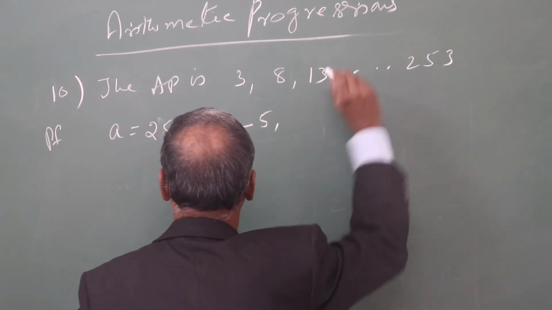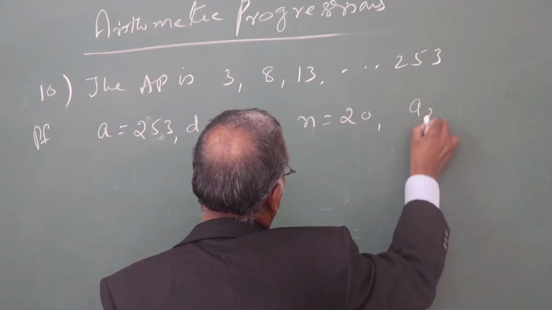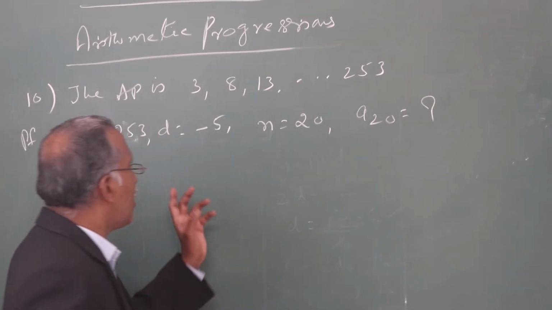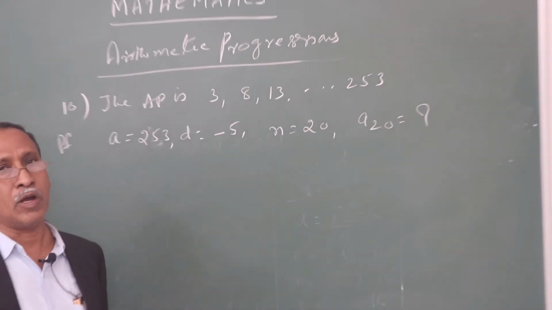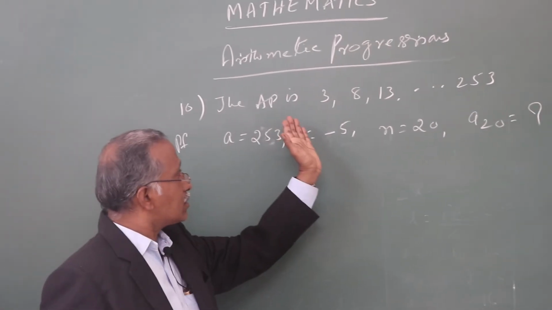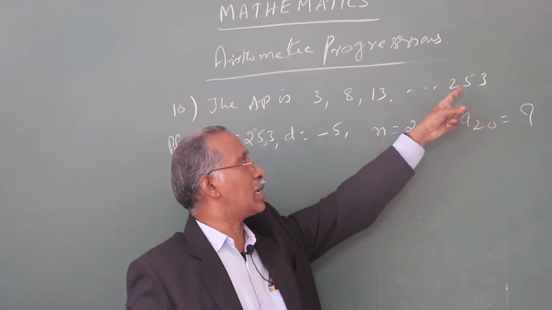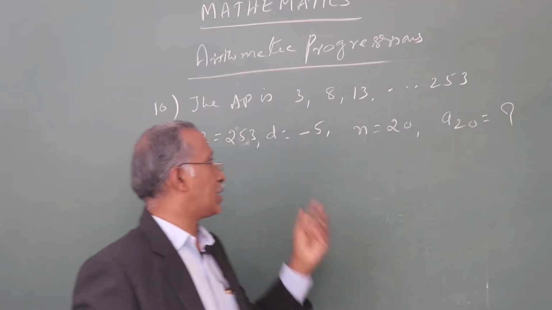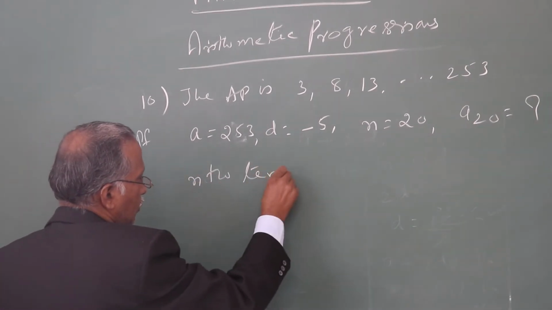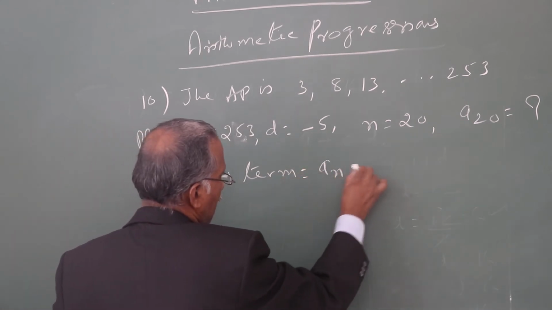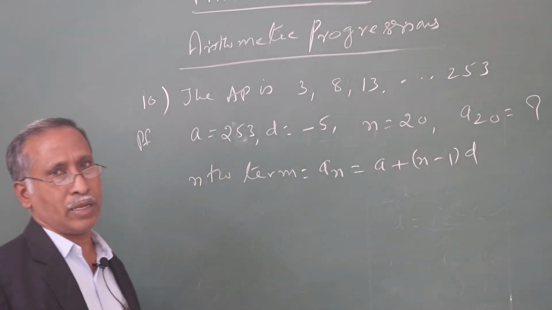Then what is n? The 20th term they ask, so n is equal to 20. So, a20 we have to calculate. Why have we taken 253 as the first term? From the last term we have to find the 20th term. From this side 3 is the first term, but from that side they asked us to calculate. That is why we have taken the first term as 253. Then we have to find the 20th term. You know the nth term formula, which is very important: an is equal to a plus (n minus 1) into d.